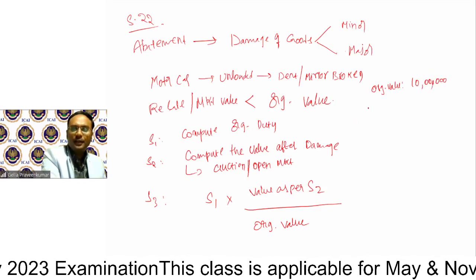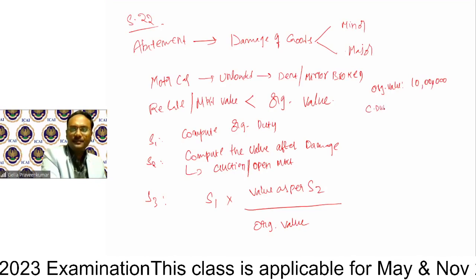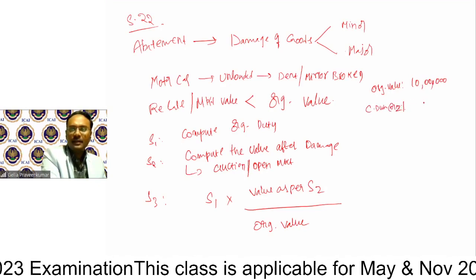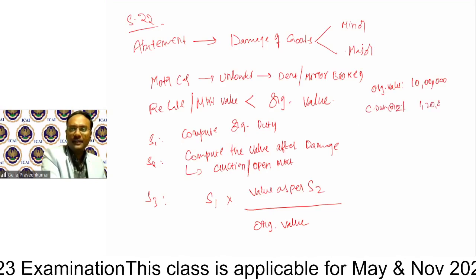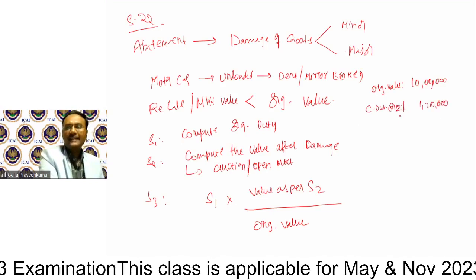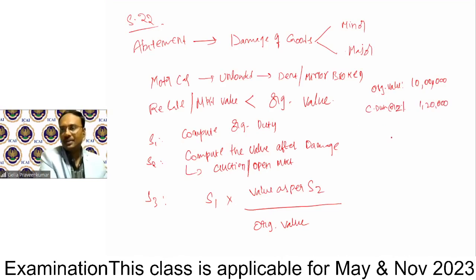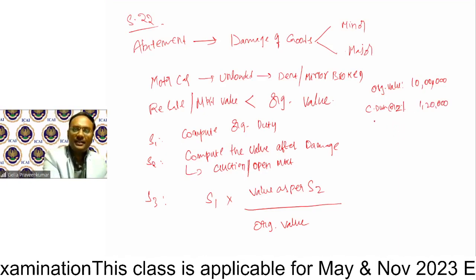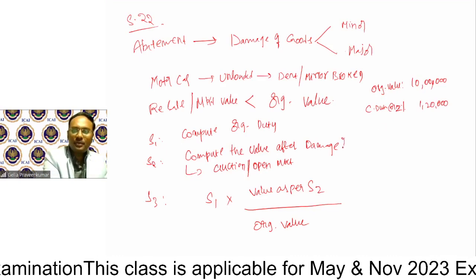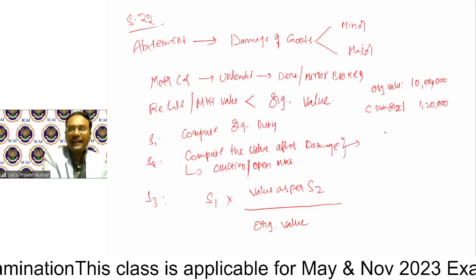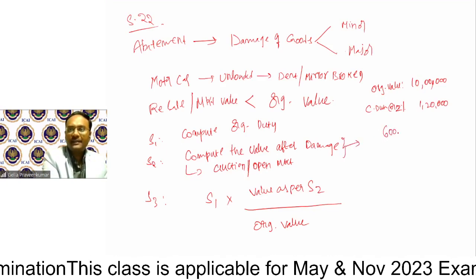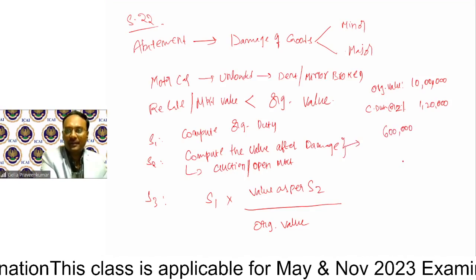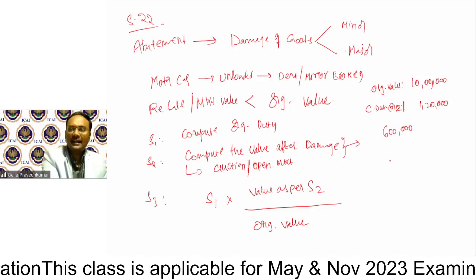Say the rate of customs duty is 12%. It happens to be, say, 1,20,000. 10 lakhs is the original value. Customs duty at 12% is 1,20,000. After damage, as per step 2, in the public auction, the value of the car is available for sale only for 6 lakhs. Someone has come forward in the public auction to buy that car at 6 lakhs.